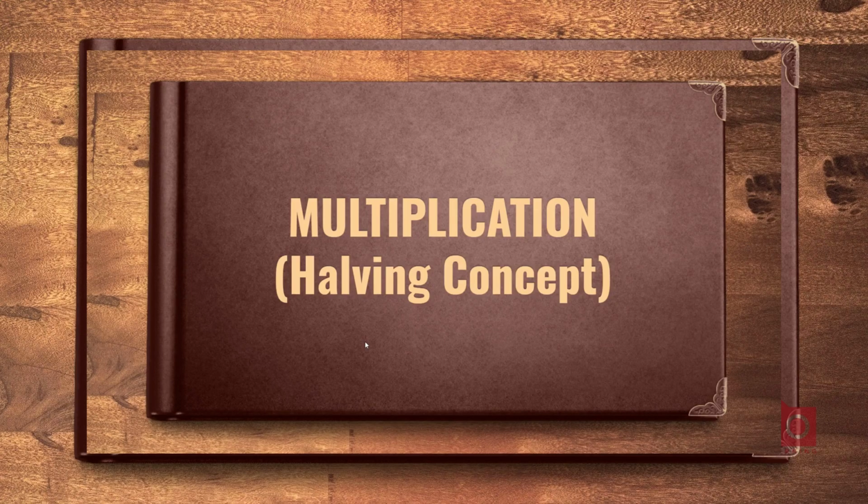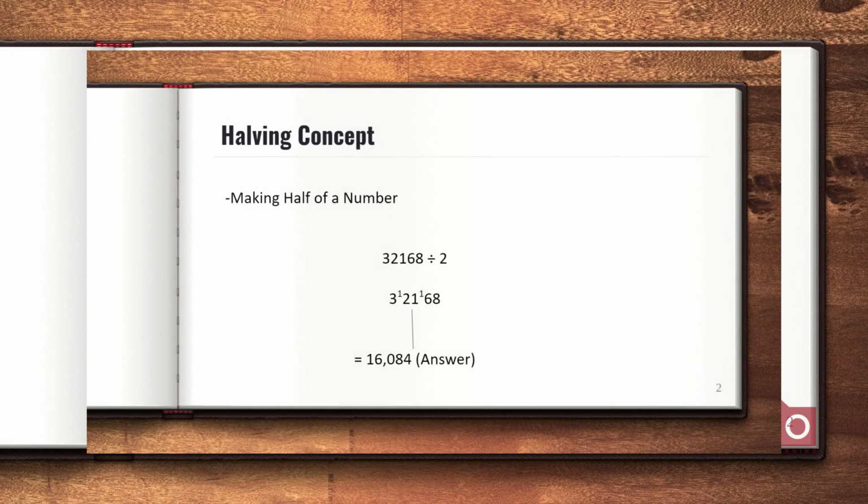Hello everyone. In this video, we will be discussing the halving concept in multiplication. As the name suggests, the halving concept means when we need to find the half of a number. Kids from class 5 onwards can understand this method. The halving concept means making half of a number.